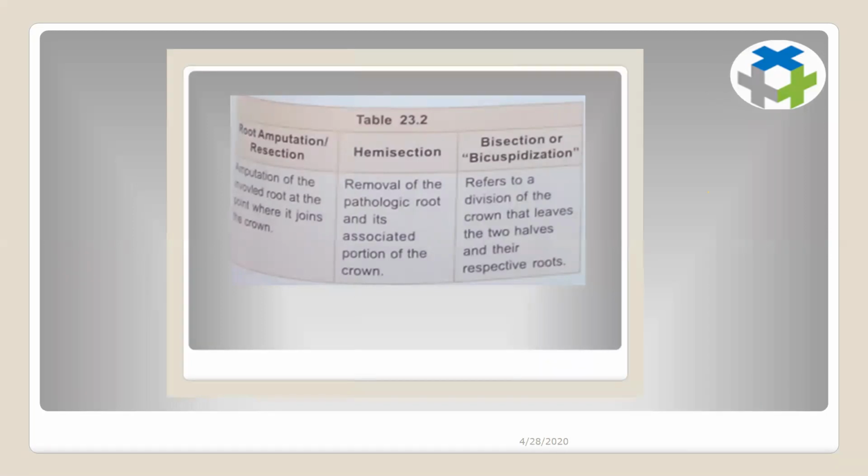So two things are there. One is root amputation, the other is hemisection. Hemisection means one half of the tooth is cut to retain the better half, so that you can change a molar into a premolar. The third one is bicuspidation, changing a molar into two premolars, so that the furcation area is maintained well by the patient. So these are the other surgical endodontic procedures which are done.